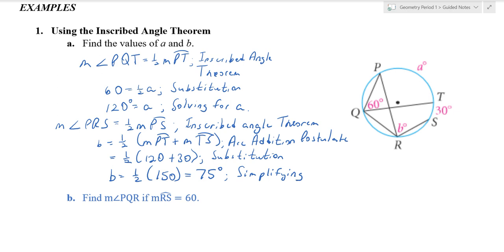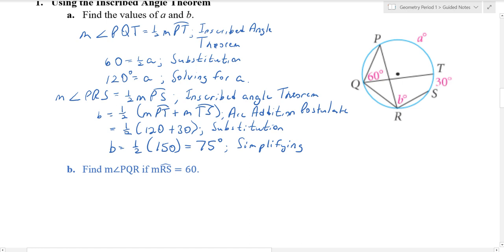Now, take a look at the diagram one more time. Part B is yours to solve. As soon as I finish reading it, make sure you pause the video, give it a shot, and afterwards, see if you get the same answer that I do. Good luck.